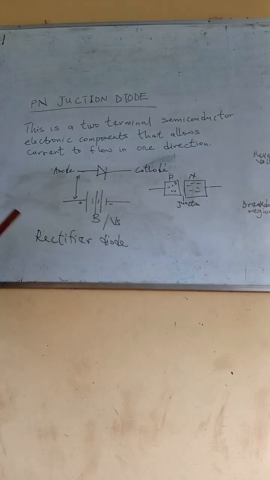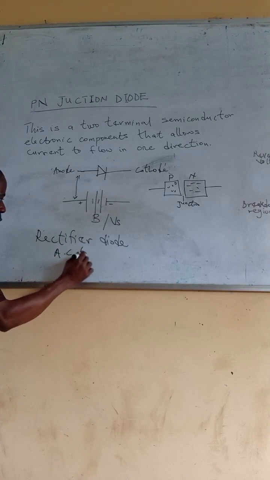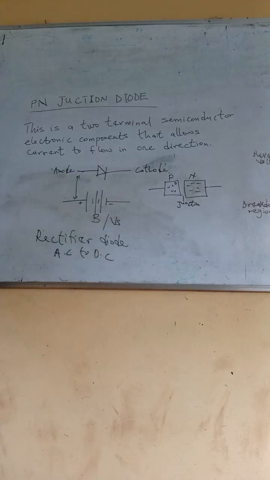A rectifier is a circuit or equipment used to convert AC to DC. We use it to convert alternating current to direct current. That's a rectifier. Because in most of our rectifier circuits we normally use a PN diode, since it allows current to flow in one direction in forward bias condition, they give it the name rectifier diode. That's why another name for the PN junction diode is rectifier diode, because it allows current to flow in one direction when you forward bias it.